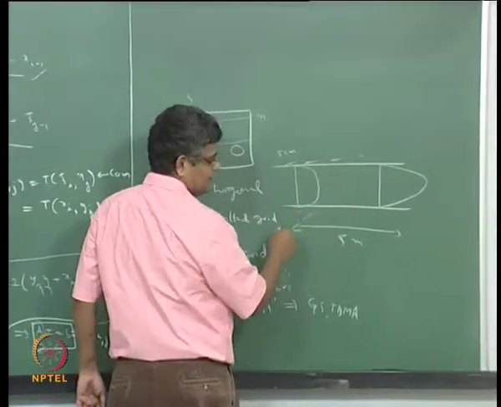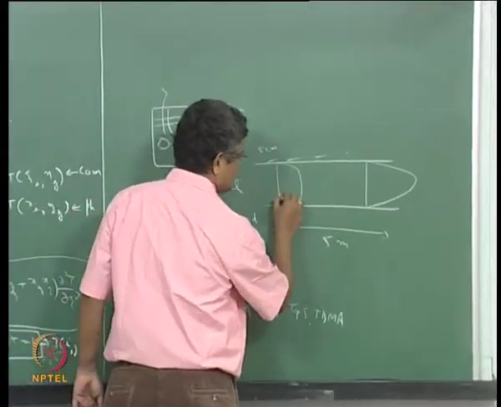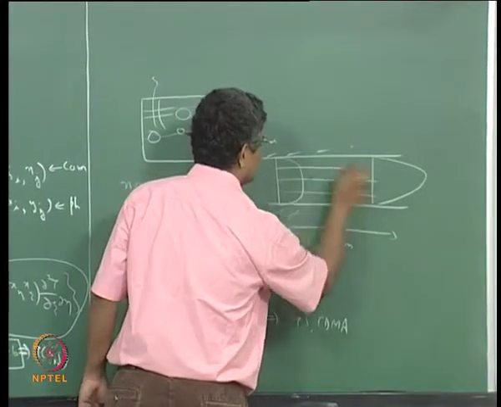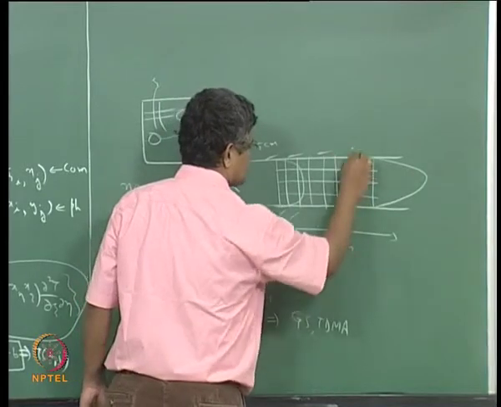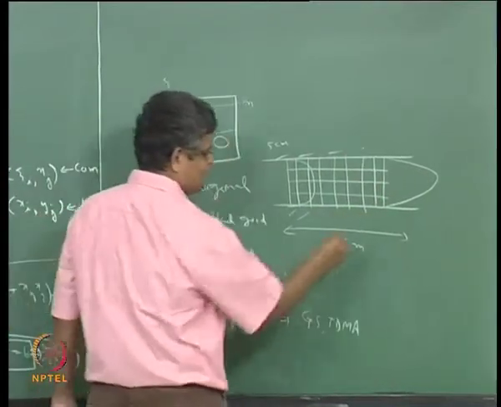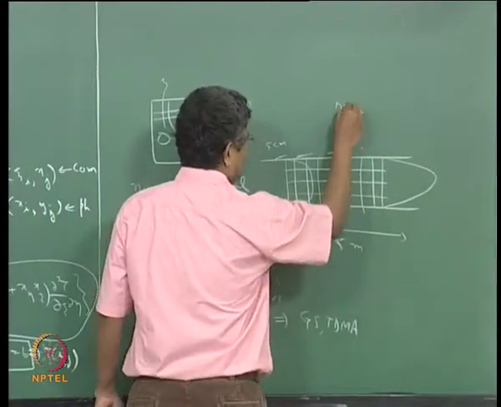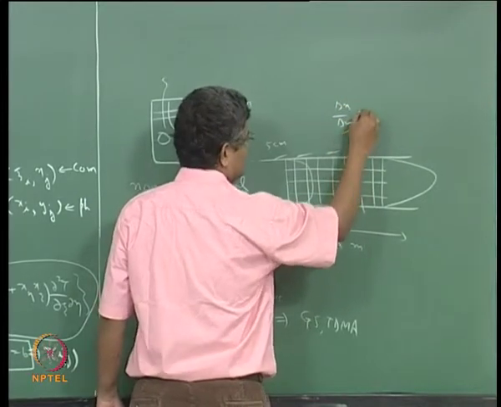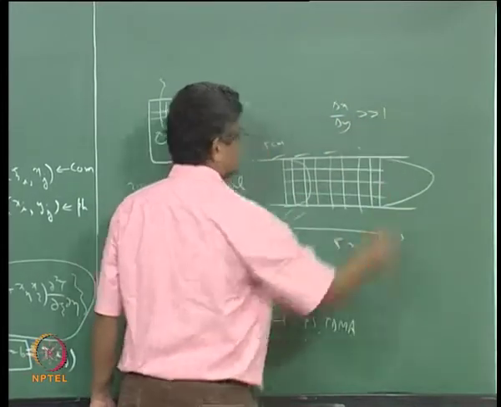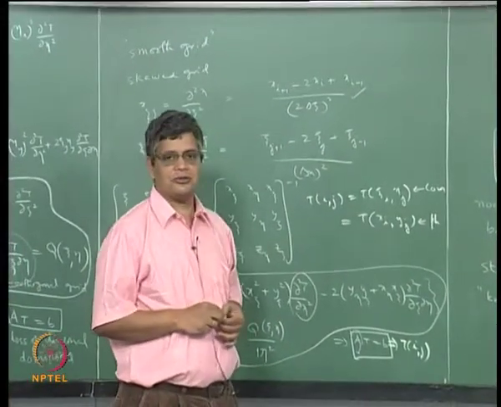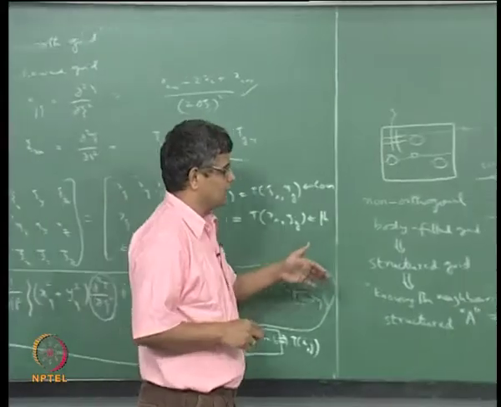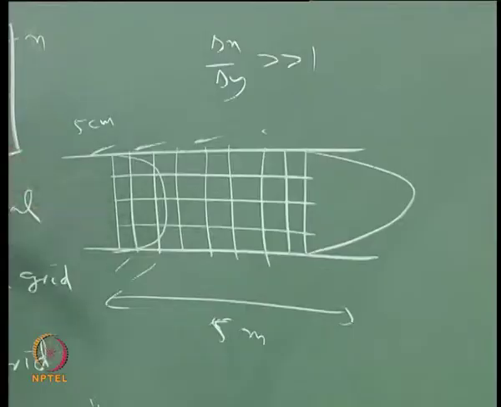In a structured grid, it is possible to make grids such that the aspect ratio, that is delta x by delta y, can be large without affecting the overall accuracy of the solution too much. But if you have an unstructured grid and if you have a large aspect ratio, then the accuracy of the solution is going to be compromised.